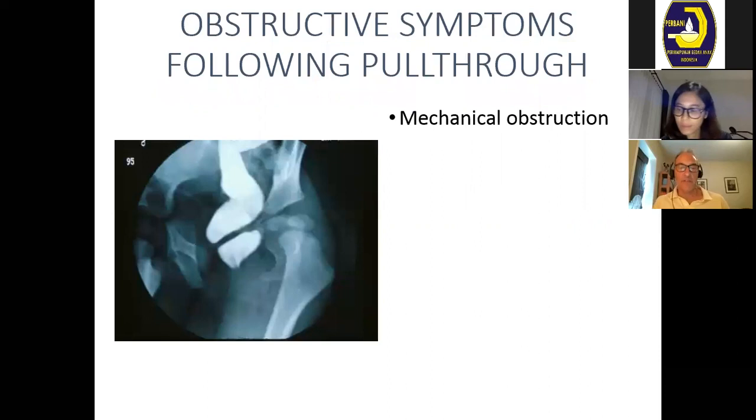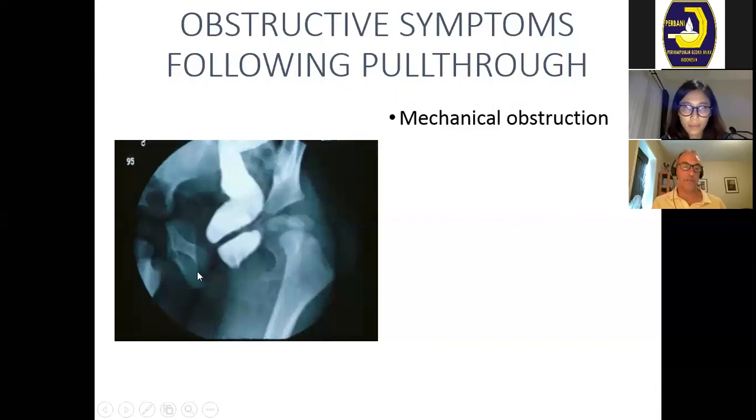There are essentially 5 reasons why a child may have obstructive symptoms. And when I say obstructive symptoms, I'm talking about abdominal distension, constipation, decreased stool frequency, often requiring significant laxatives or enemas. And there are 5 main reasons why this can happen. The first is mechanical obstruction.